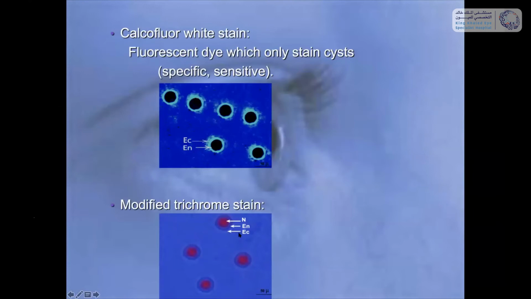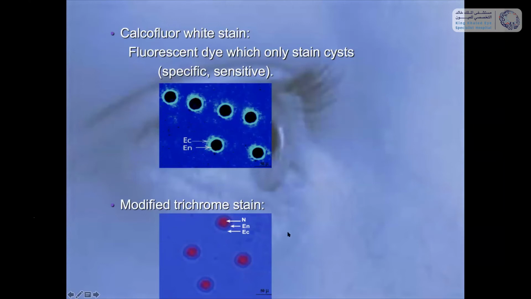The main stain for Acanthamoeba is calcofluor white stain, which is a fluorescent dye which only stains cysts. It is specific and sensitive in detecting the organism. This is the stain, and you can see here the cysts. Also, another stain which is used is modified trichrome stain.